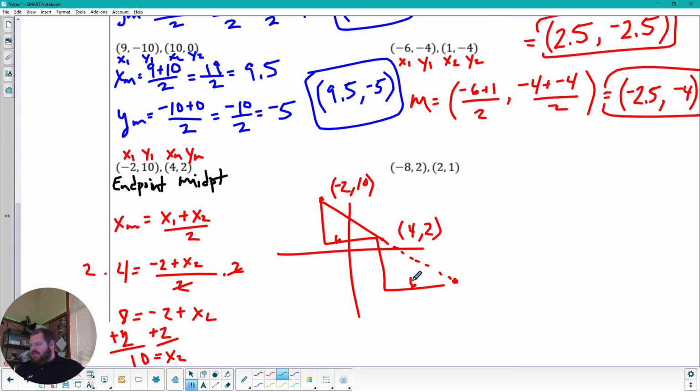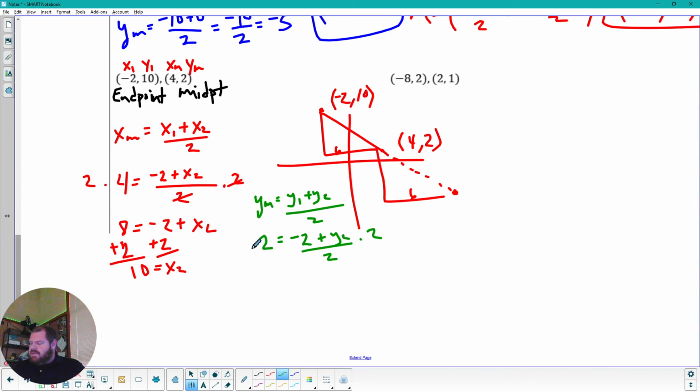Now we could probably figure out the y-coordinate using this picture, but I'm pretending we don't have that a little bit. And so the y midpoint is going to be y1 plus y2 over 2. And the actual midpoint is 2. The original point is -2 plus y2 over 2. Gosh, there's a lot of 2's there. Yeah, it is what it is. Multiply both sides by 2. We get 4 is equal to -2 plus y2.